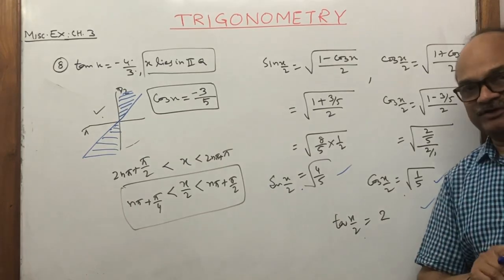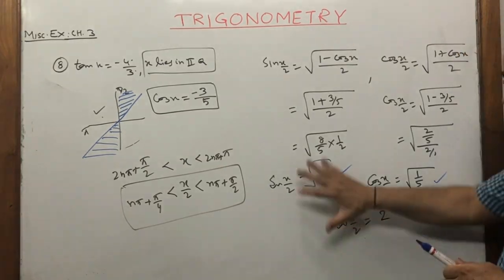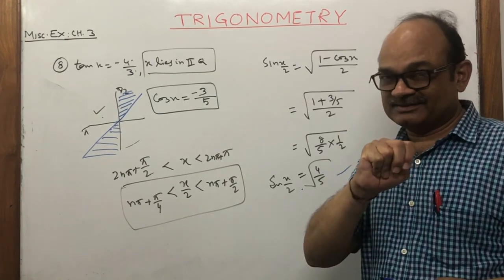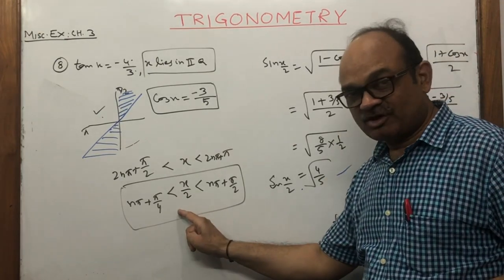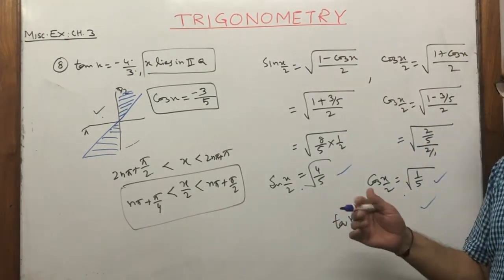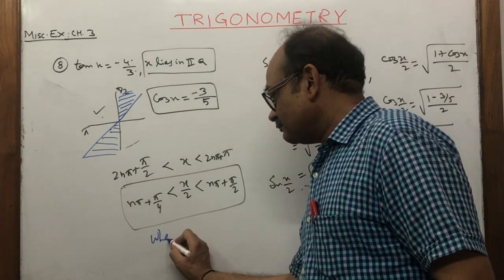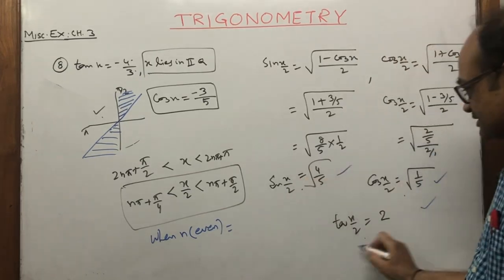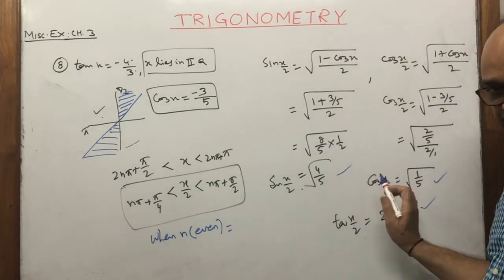Major important point of this: don't write your answer only in the first quadrant. We have two options, depending upon whether n is odd or n is even. So write when n is even, then your answers are these three. No problem.